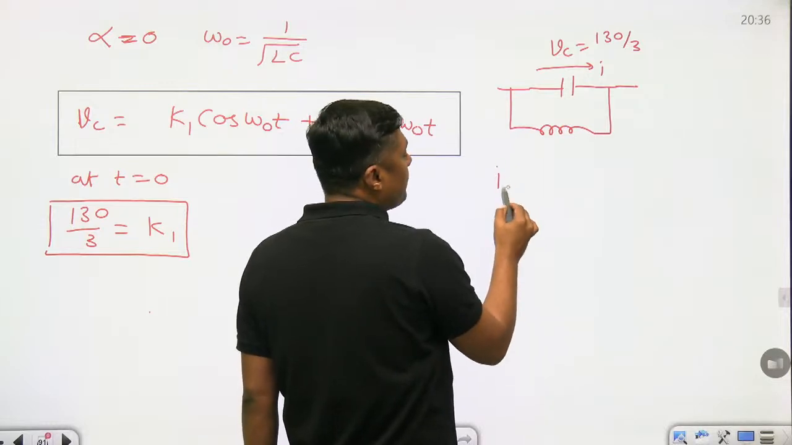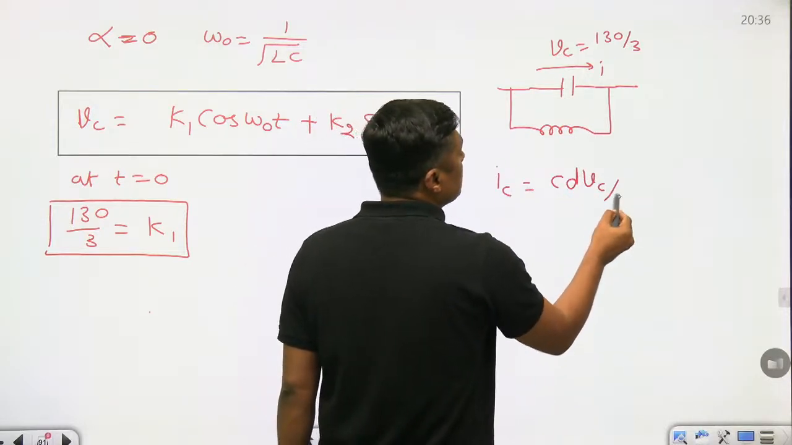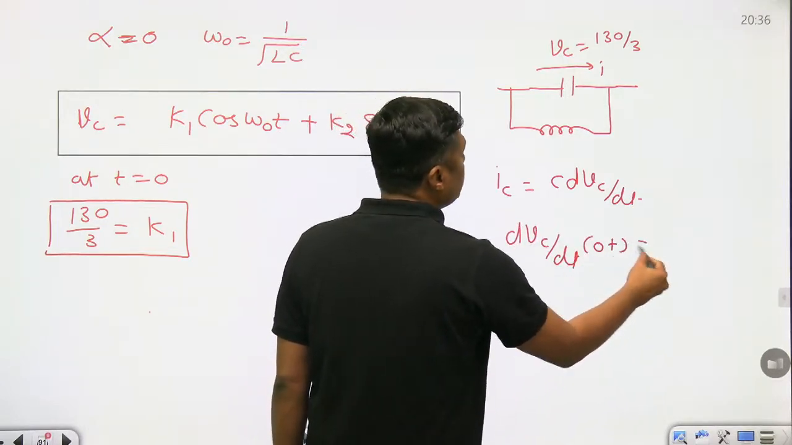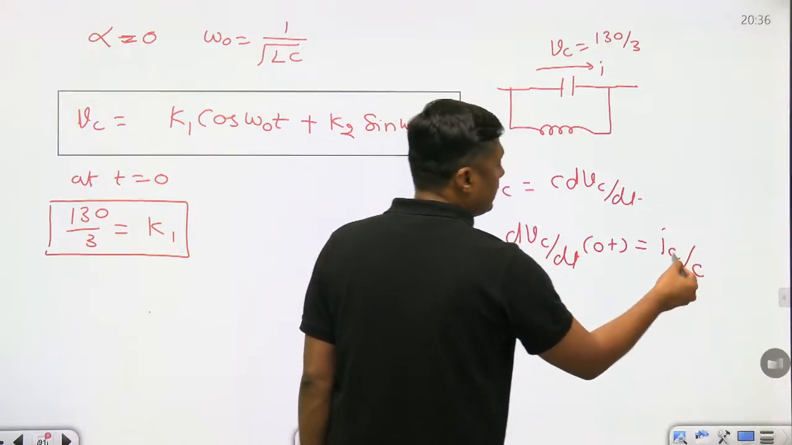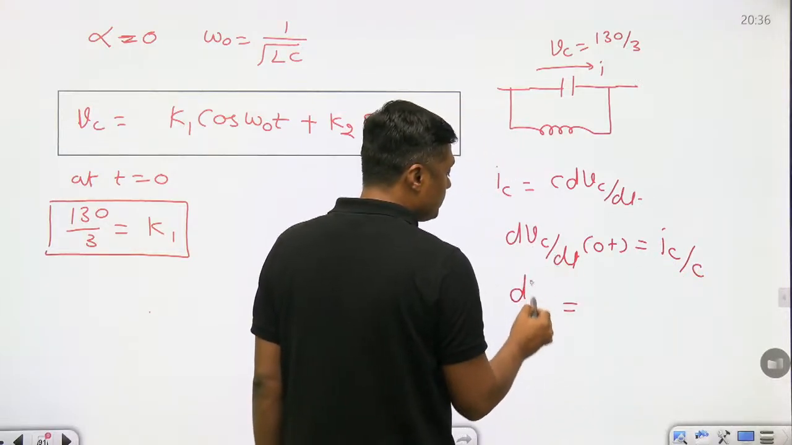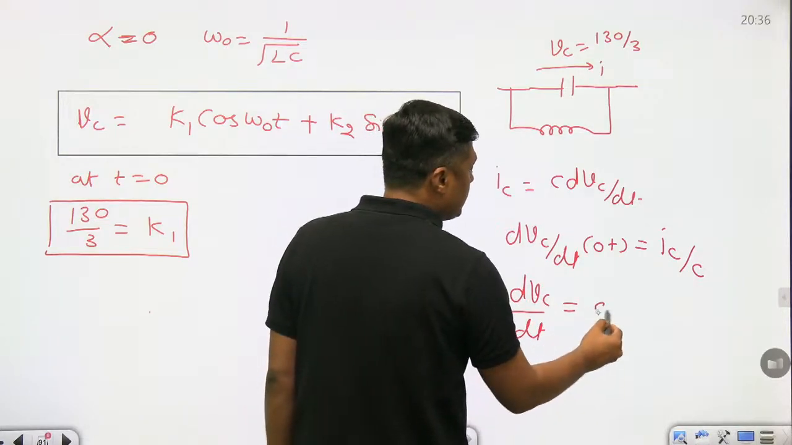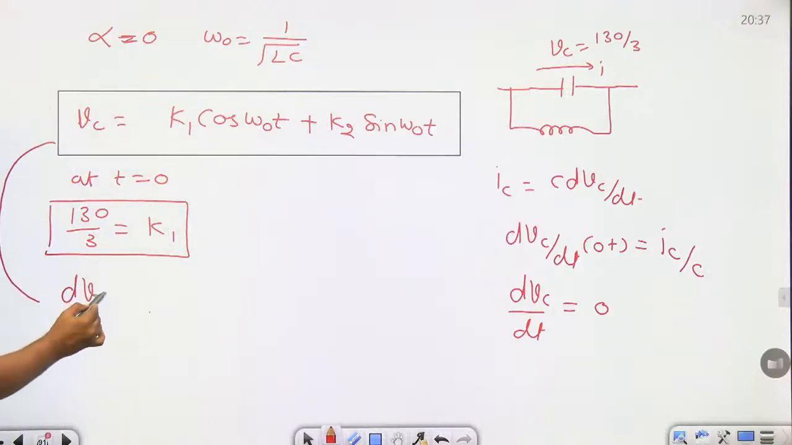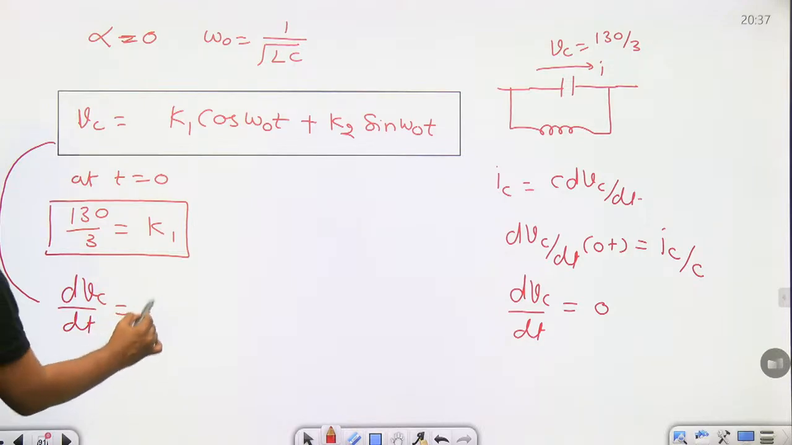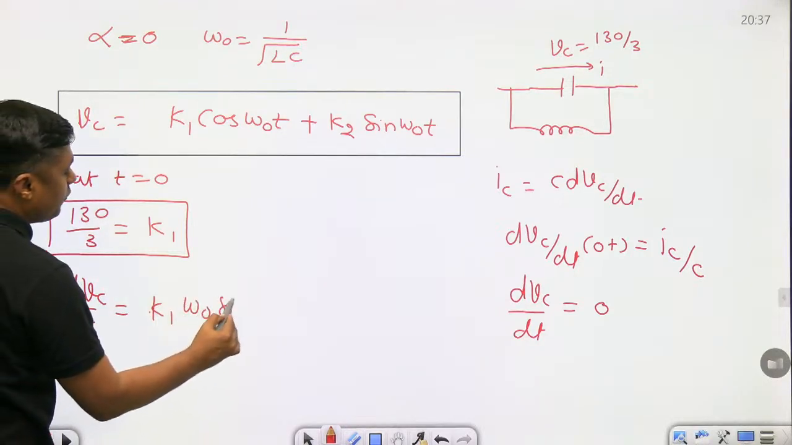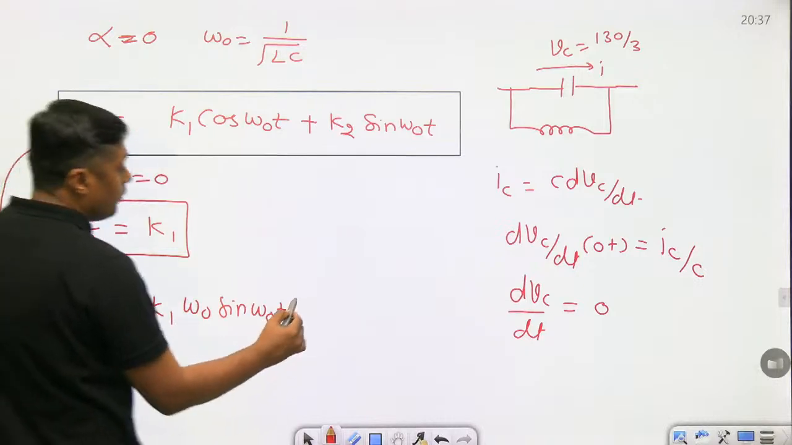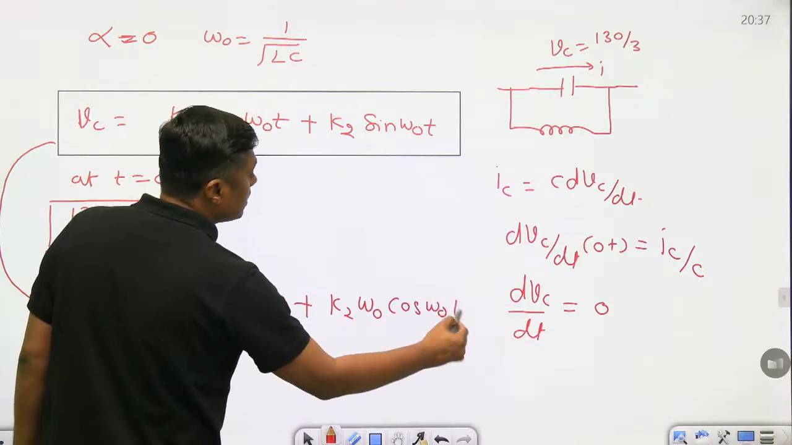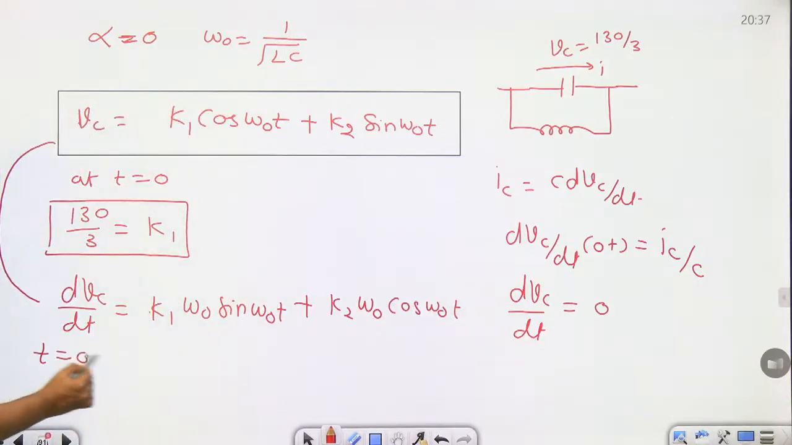What is the current through the capacitor? C dVc by dt. So what is the dVc by dt? 0, because the inductor does not allow sudden change of current. It is initially 0, that's why this is also 0. dVc by dt is 0 exactly at t equal to 0. So first of all, differentiate this equation. dVc by dt is equal to minus K1 omega naught sin of omega naught t plus K2 omega naught cos of omega naught t. Now put t equal to 0, dVc by dt is equal to 0.